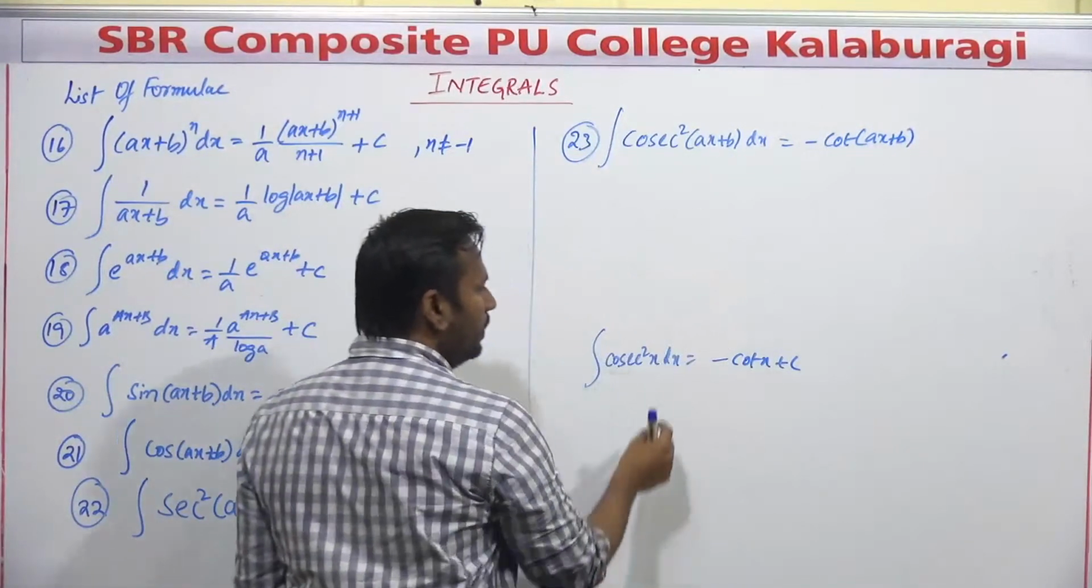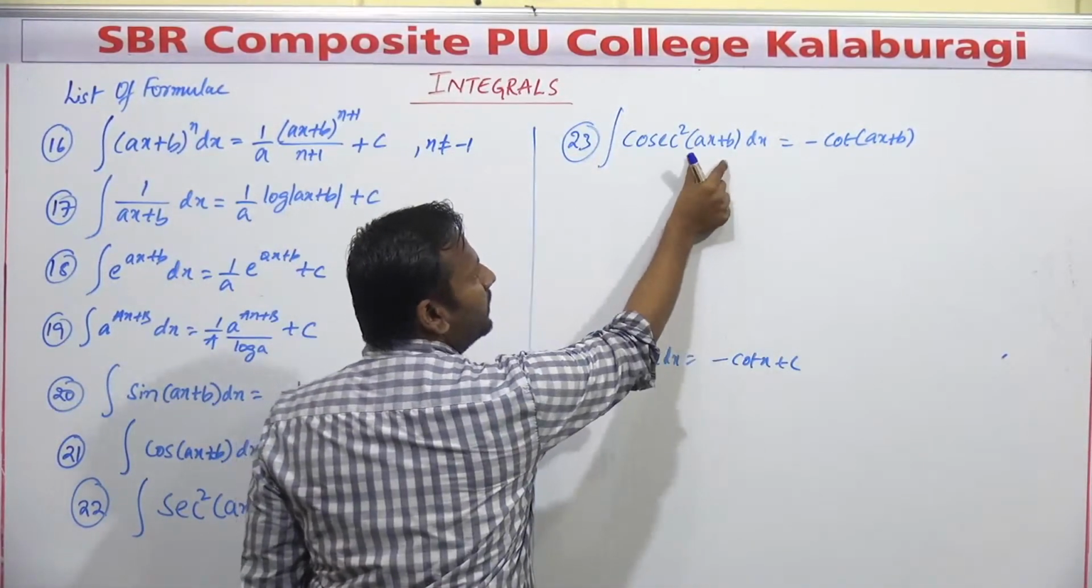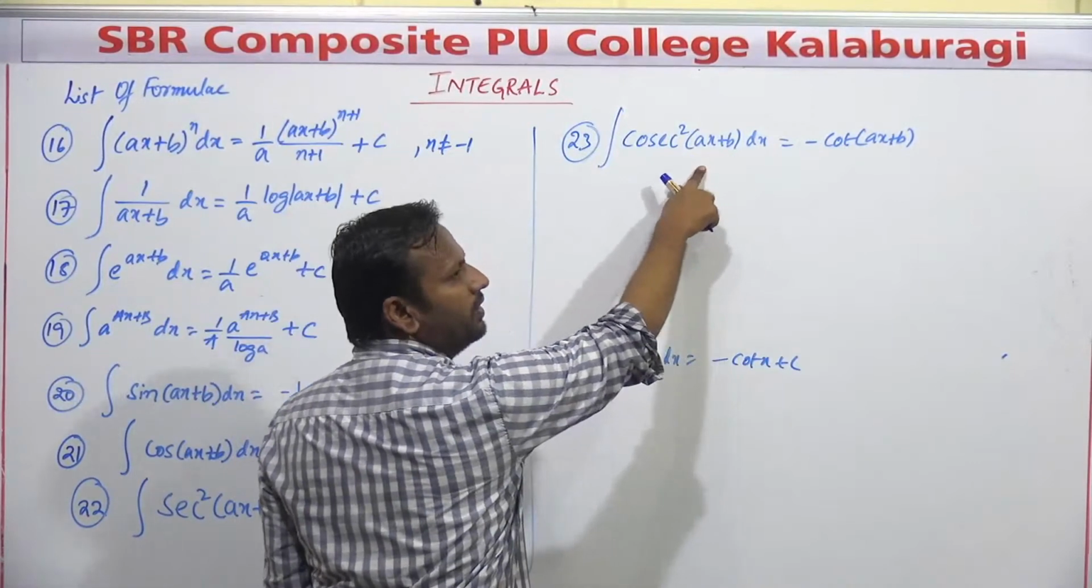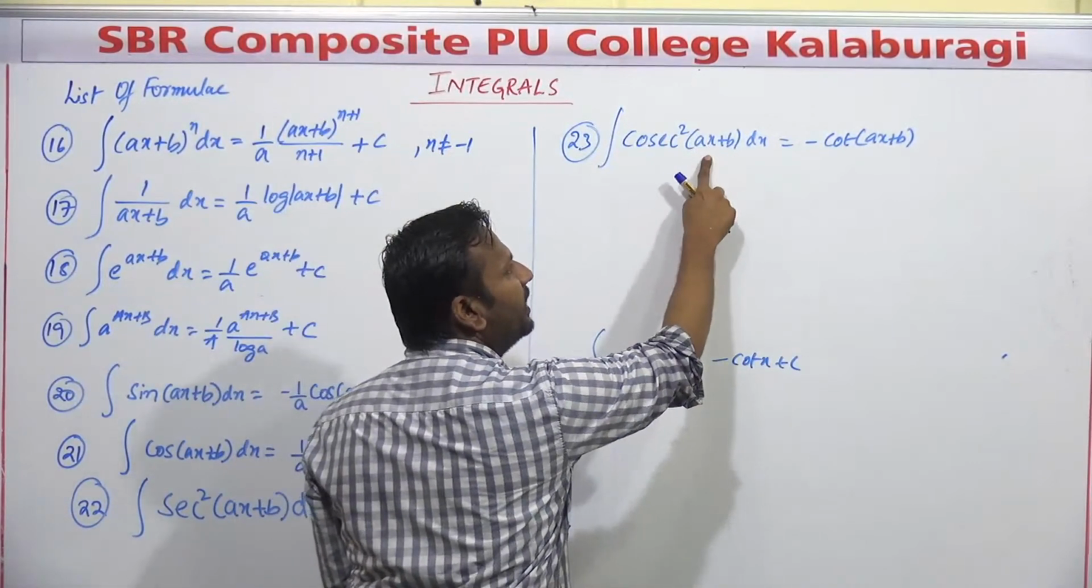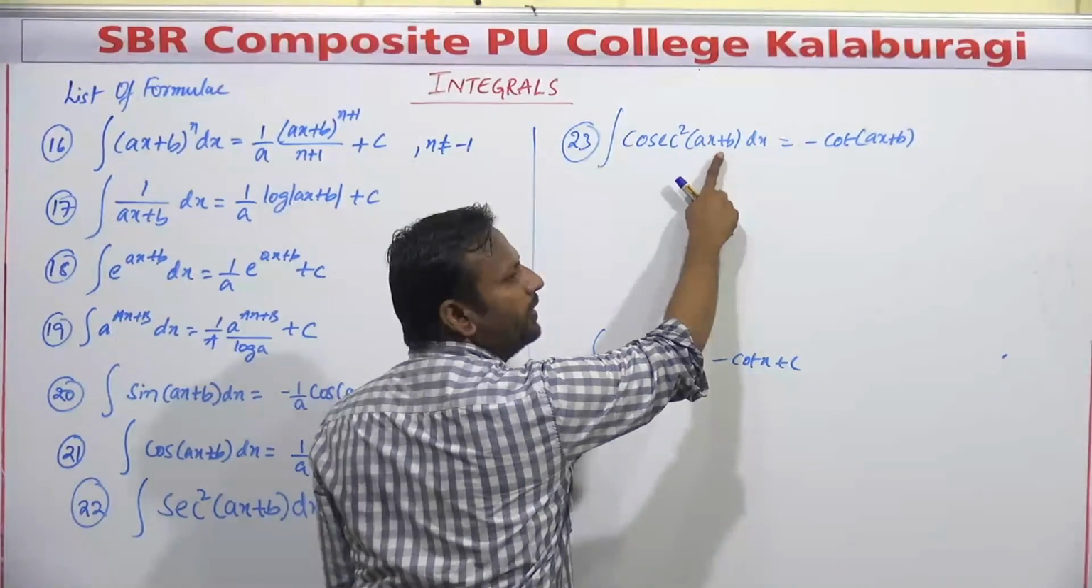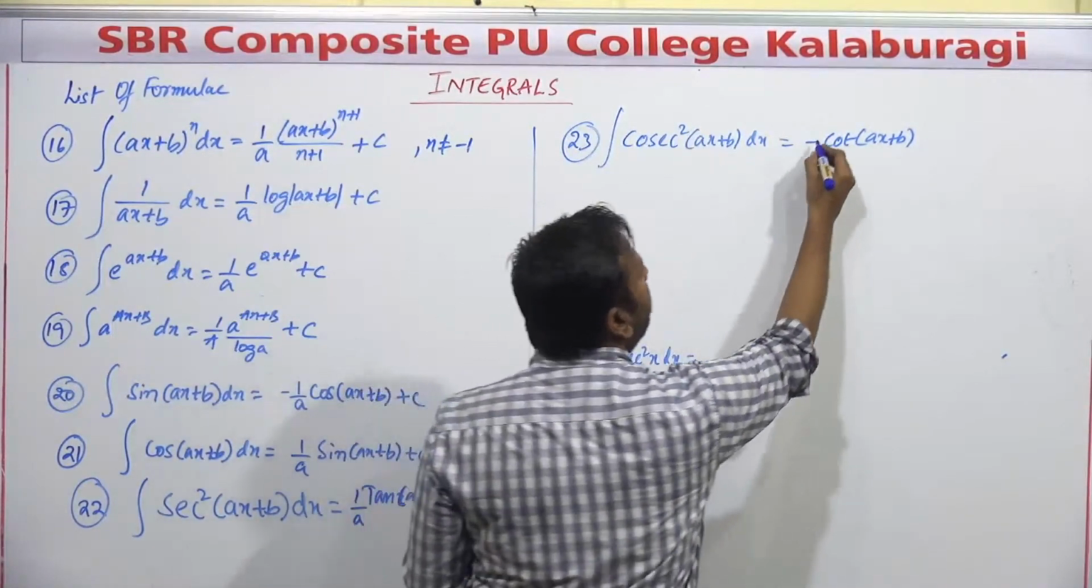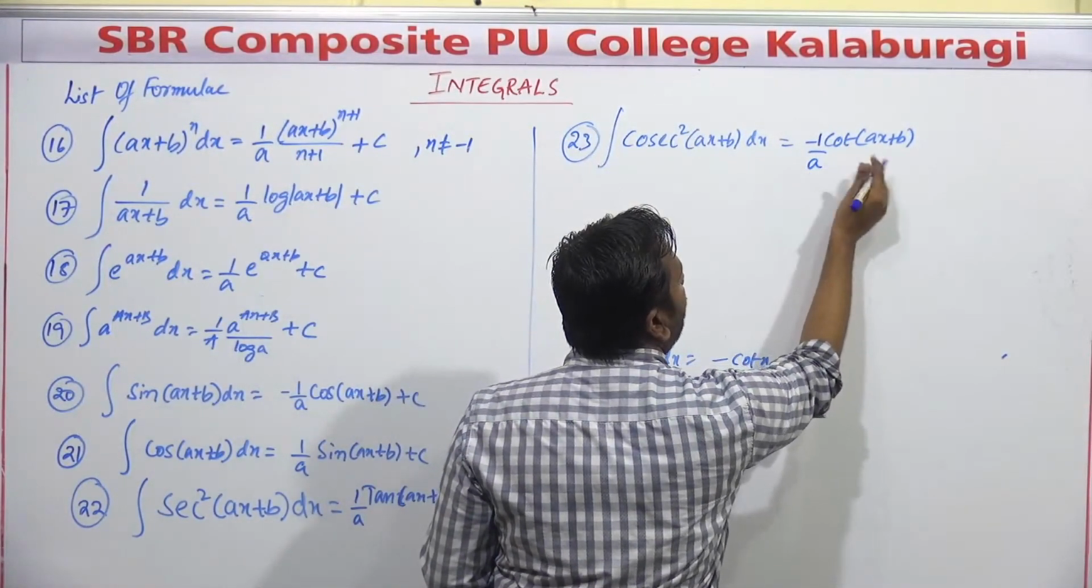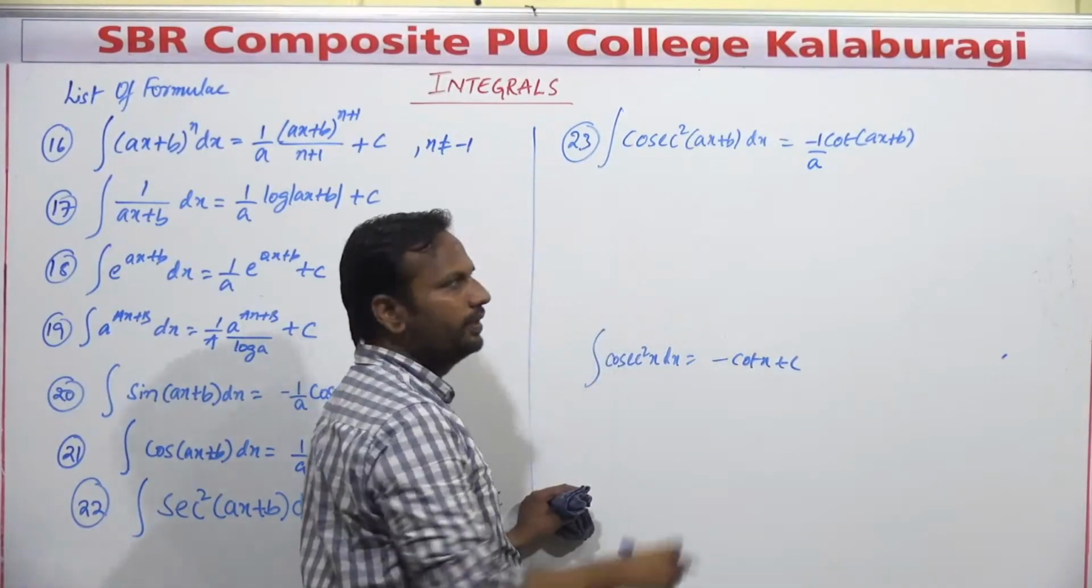Right? So now, what we have in the inner function is ax plus b. If we take the substitution, what is the derivative of this one here? Ax plus b derivative is a. That you have to divide. That you have to write in the denominator. That a.